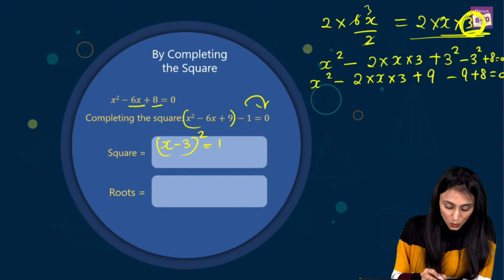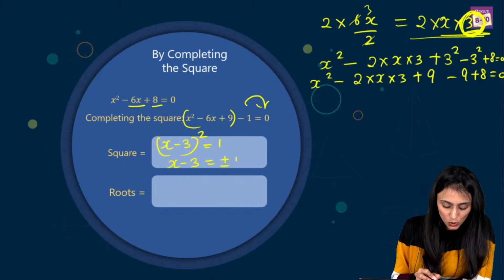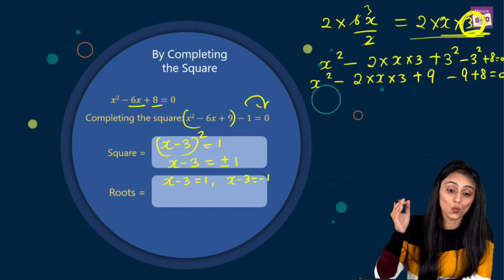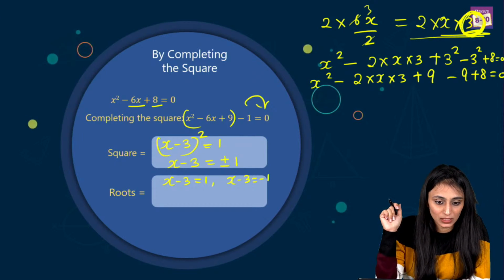Alright, so I'll take the square to the other side. What do I get? I get x minus 3 equals plus minus root 1, which is 1 only, right? So on simplifying this, what do I get? I get x minus 3 equals 1, and I get x minus 3 equals minus 1. I'll equate this to 1 and minus 1 one time.